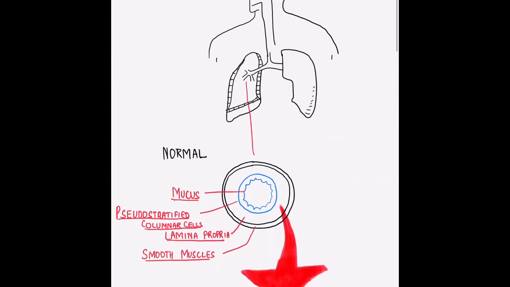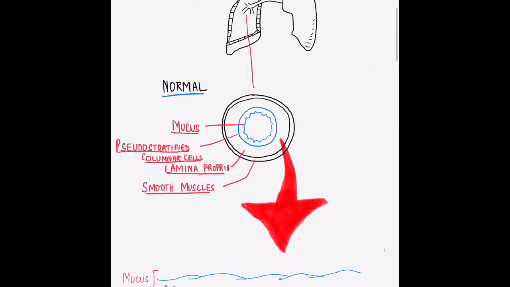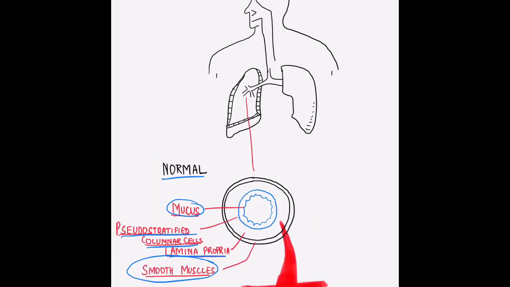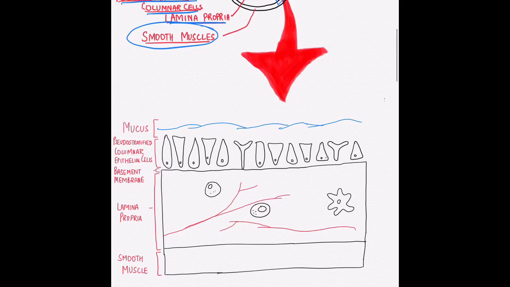Now, let's take a look at the cross section of bronchioles of a normal lung. As you can clearly see, there is presence of mucous cell layer around the lumen, and outside it is present the pseudostratified columnar cell layer, and surrounding it is lamina propria, and the outermost layer is of smooth muscle cell layer.